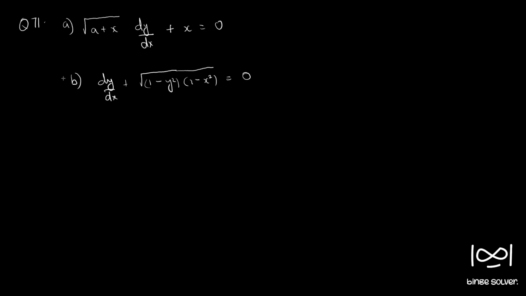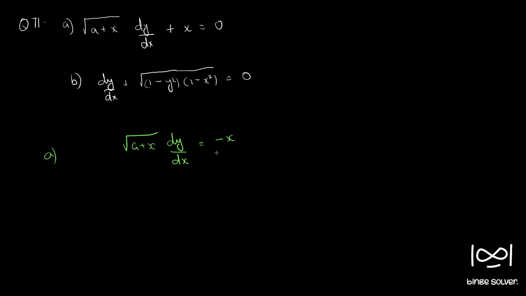Question number 71. It has two parts. Let's solve part A first. Part A is (a + x) root of (a + x) into dy by dx plus x is equal to 0. So given part A, root of (a + x) into dy by dx equal to minus x.